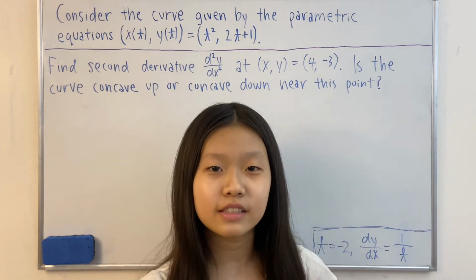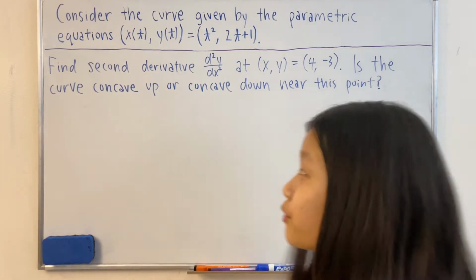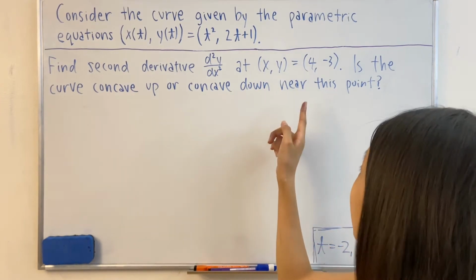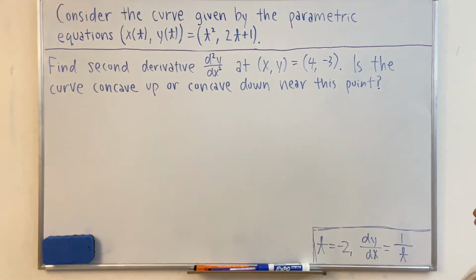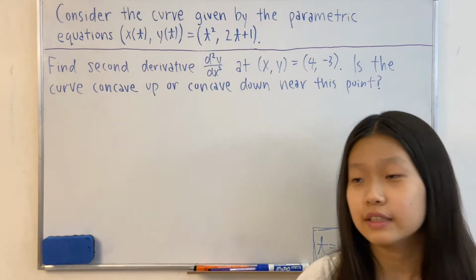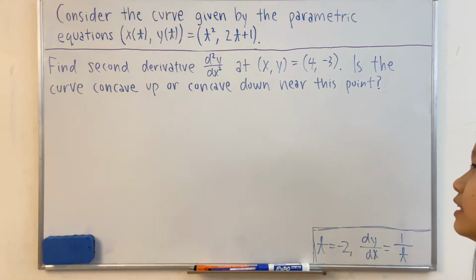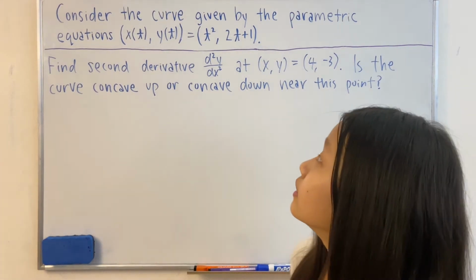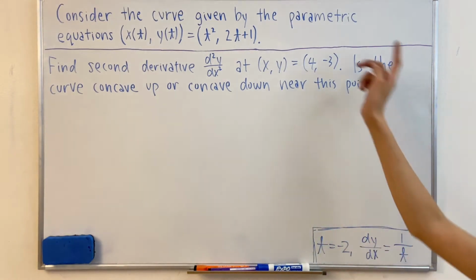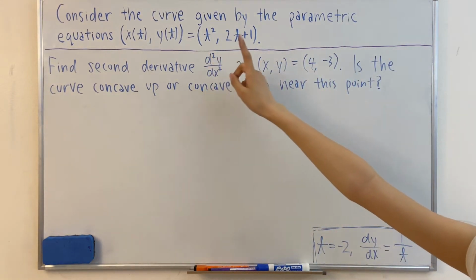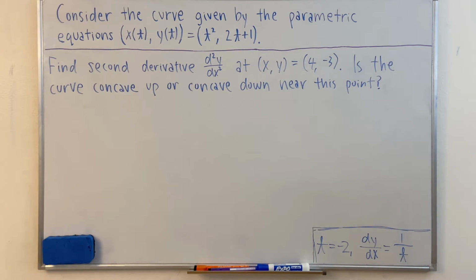Hello everyone, in this video I'm going to be finding the second derivative at x equal to 4 and y equal to negative 3, and I'm also going to figure out if it's concave up or down near this point. We're also going to be using these parametric equations: x(t) equals t squared and y(t) equals 2 times t plus 1.